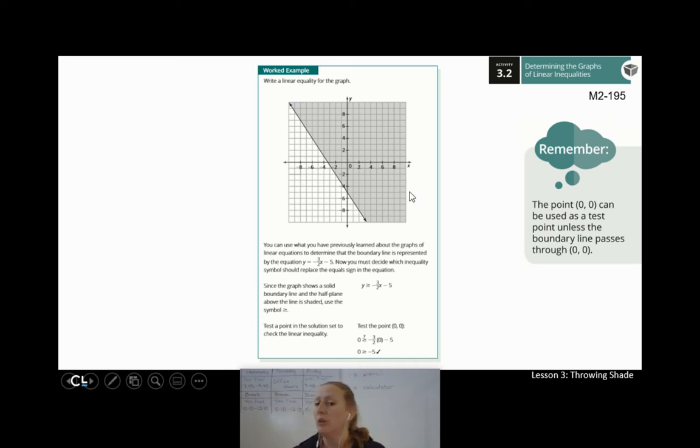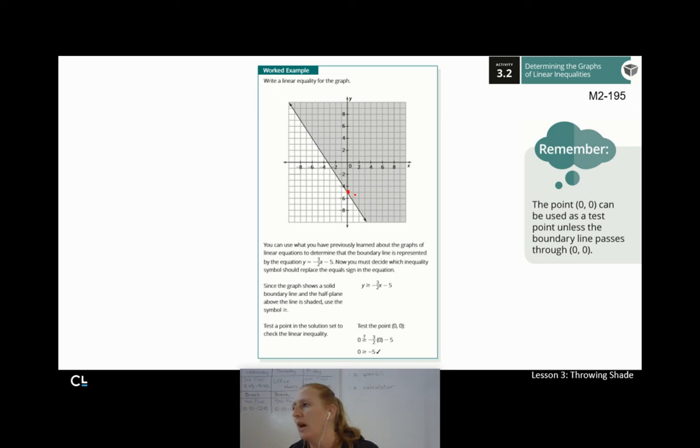So this is in your book on page M2-195. Sorry that the writing is so tiny up here, but it had to fit on the screen. So this is what we've got. Let's talk about this for a moment. First of all, let's treat it like an inequality. What are things we know? Let's talk about the boundary line here.